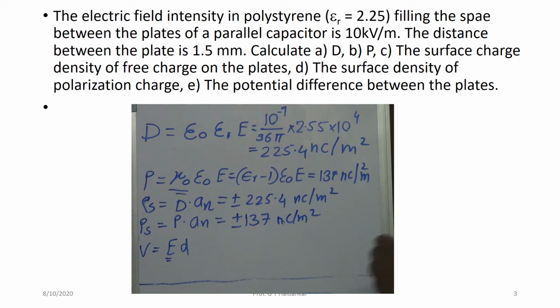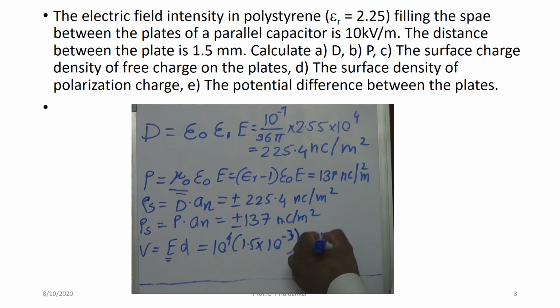We already derived, or rather not derived but written. So 10 raised to 4 into 1.5 into 10 raised to minus 3, that is equal to 50 volt.